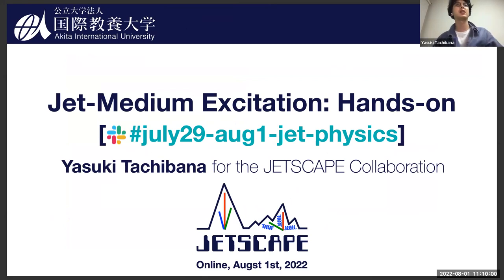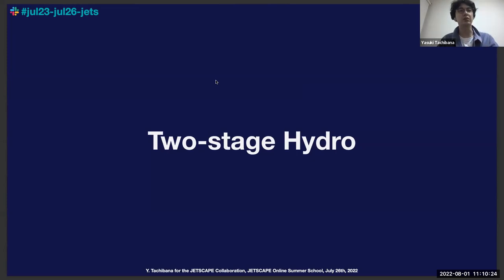Next, the second part of the JETSCAPE hands-on session is focusing on the medium excitation part. Before doing the actual simulation, I should briefly explain what we are going to do in this second session. What we're going to do in JETSCAPE is so-called two-stage hydro. We are going to use this option in JETSCAPE to simulate hydrodynamic medium response inside of JETSCAPE. So let me explain what this feature is.